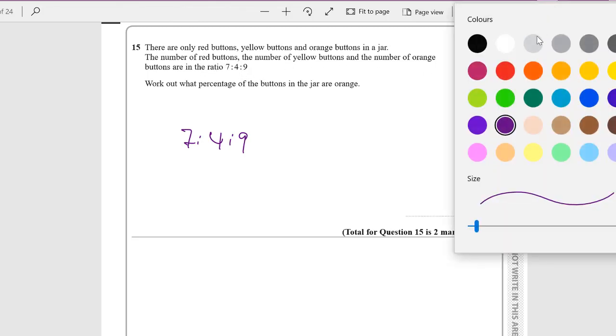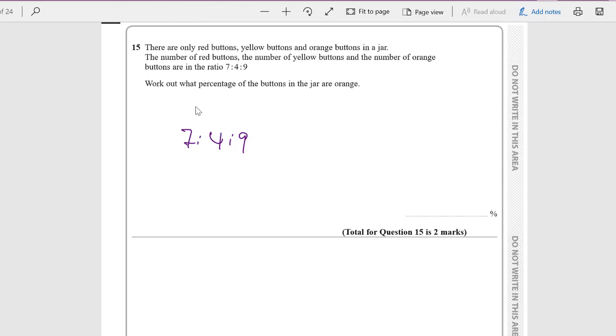So the first one it says is red, and then the next one it says is yellow, and then the final one it says is orange. So this means that we have 7 red buttons, 4 yellow buttons, and 9 orange buttons.